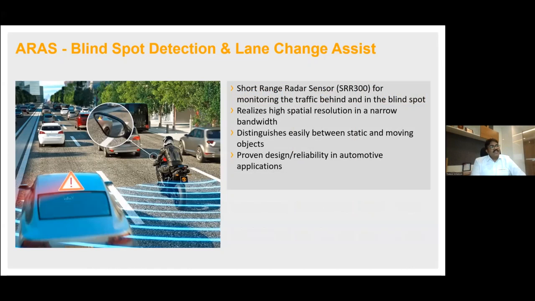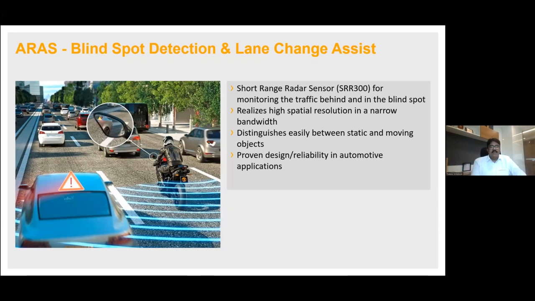Now we'll go slightly into the assisted functions, which can be introduced step by step. One of the topics we are talking about is a short range radar. It is used to detect a vehicle coming from behind you and also in the blind spot, and it can give a certain warning to the driver. It can do some functions later, but currently we are talking about at least giving some sort of indication to the driver in different ways.